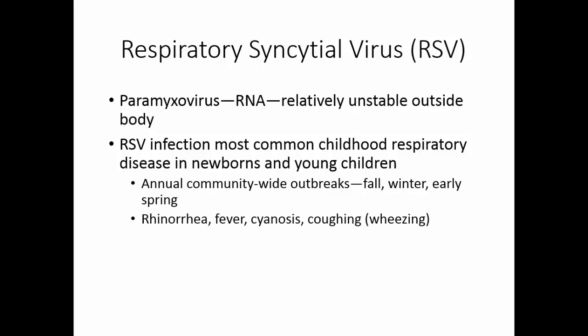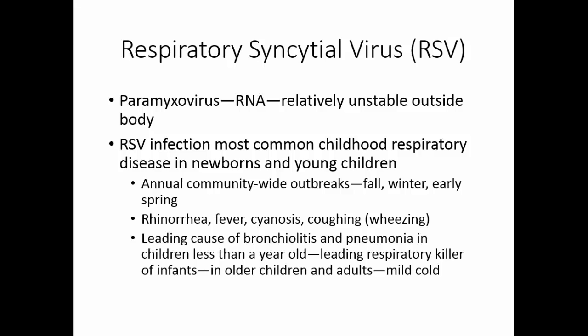The disease presents with rhinorrhea, fever, cyanosis, and coughing. Sometimes there may be a little wheezing, so sometimes it's mistaken for whooping cough, but the wheezing is usually relatively mild. This is the leading cause of bronchiolitis and pneumonia in children that are under a year in age, and it's the leading respiratory killer in infants. In older children and adults, respiratory syncytial virus causes a very mild head cold. Some children develop tracheobronchitis. This is known as the croup.